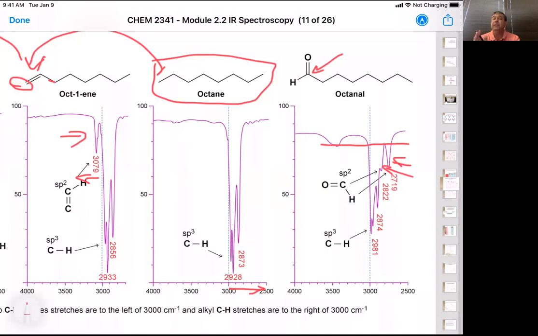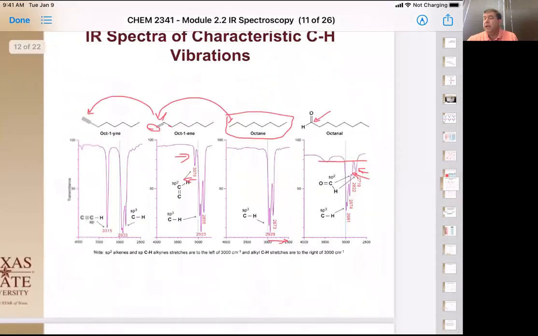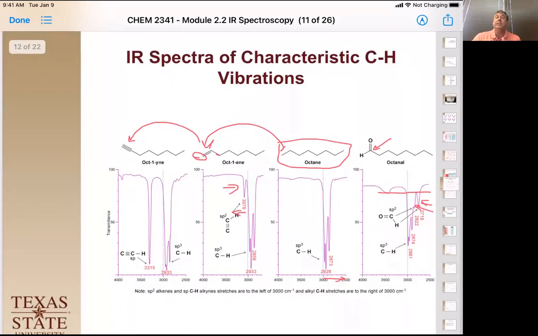have an aldehyde. Okay, so those are the 4 different types of carbon-hydrogen bonds we have in the functional groups we know right now. And we can differentiate them just by looking at that 3,000 range, and we can tell the difference between them.